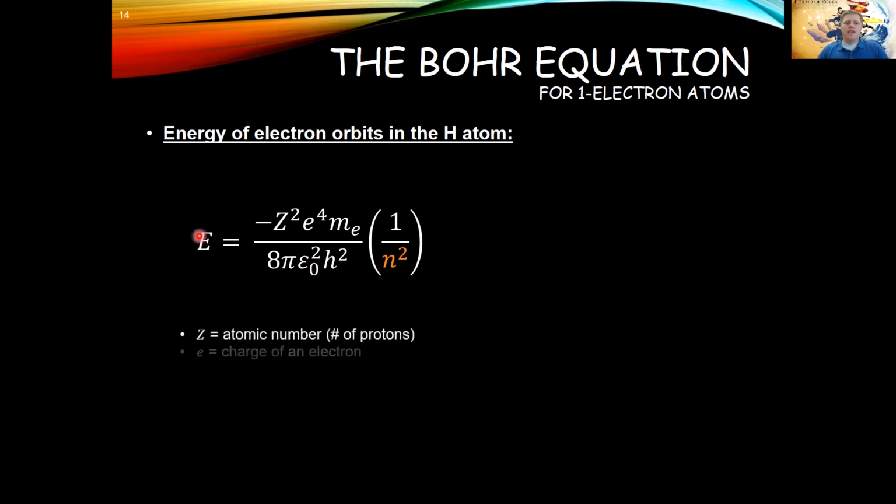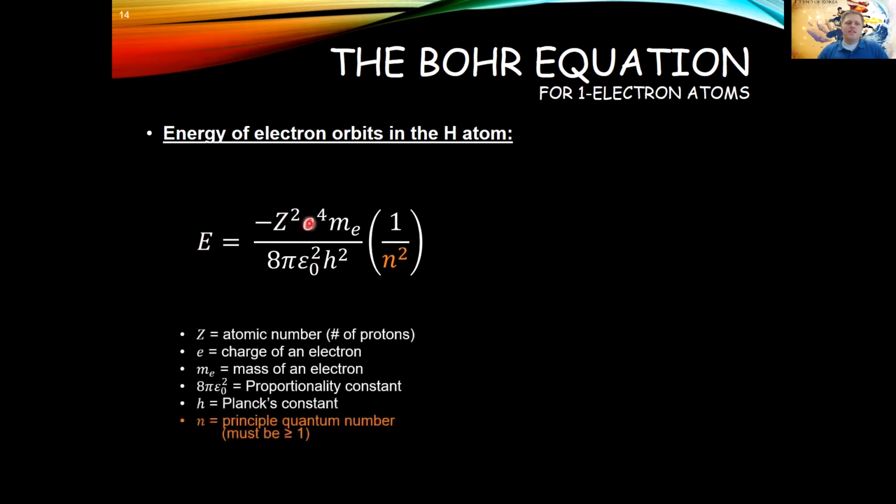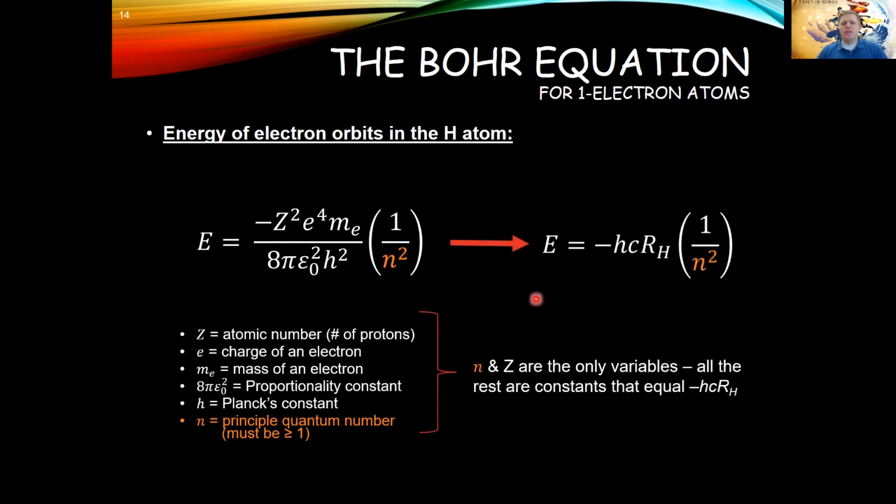Now, in this equation, E is the energy, Z is the atomic number, e is the elemental charge of the electron, and m_e is the mass of the electron. You have 8 pi epsilon naught squared, which is all just a proportionality constant. It's got Planck's constant, and it's got the principal quantum number in here. Because this all works only for the hydrogen atom with one proton and one electron, it can be simplified way down. And so we usually look at this equation in the form E equals negative hc R_H times 1 over n squared, where h is Planck's constant, c is the speed of light, R_H is Rydberg's constant, and n is the principal quantum number. That's a lot more elegant and easier to use than this big giant equation, so we like it a lot.